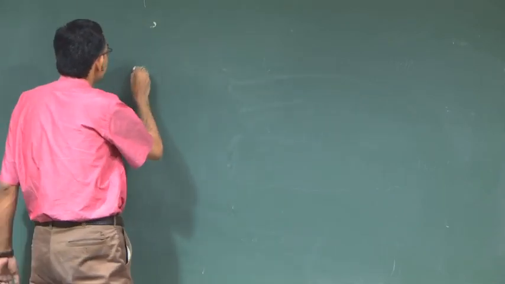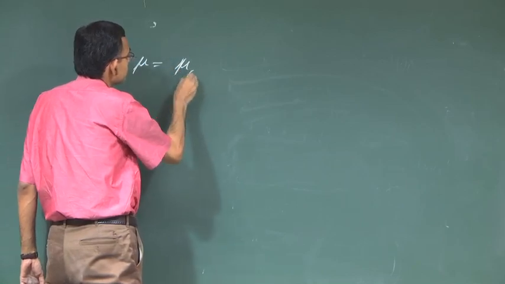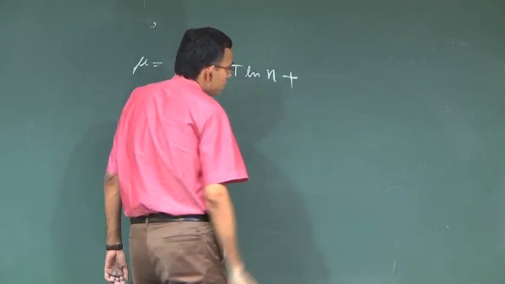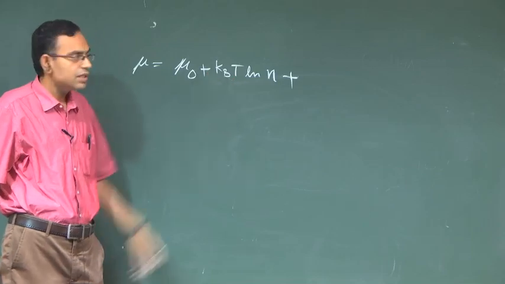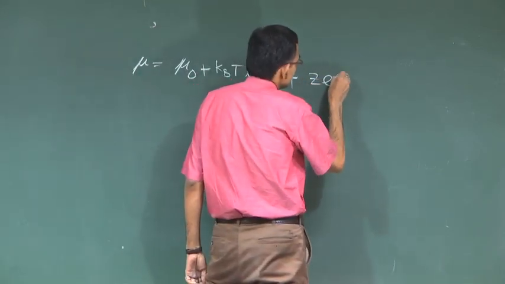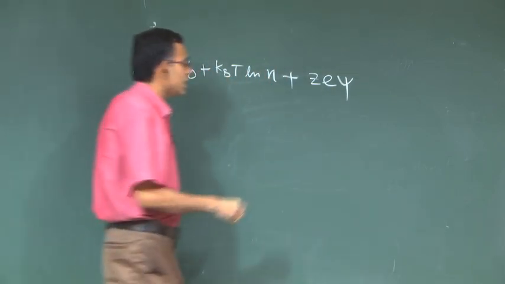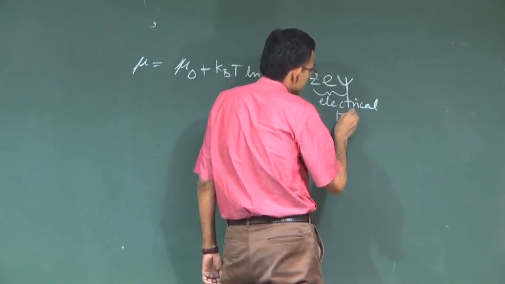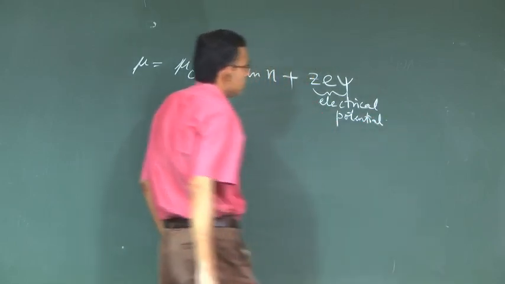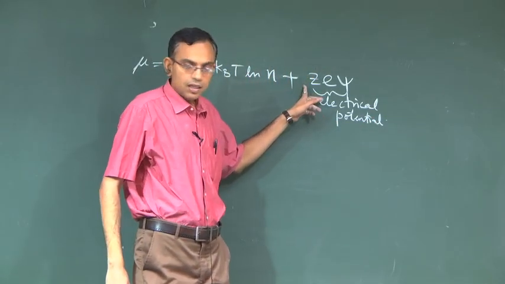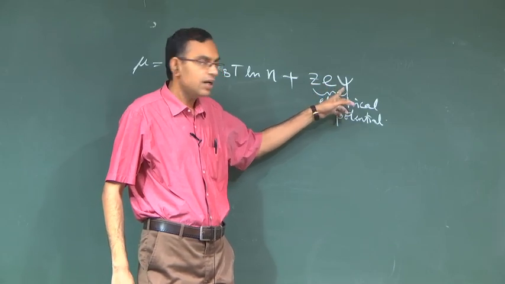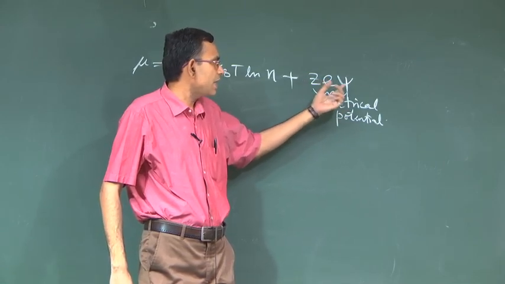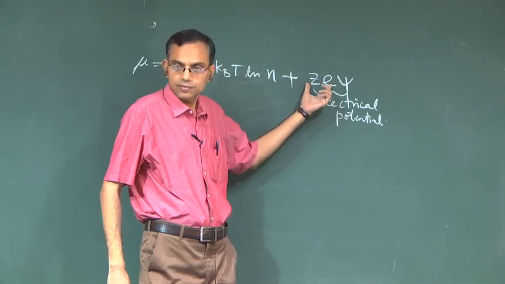So, you have mu equal to, this is the chemical part, there is an electrical part, so this is the electrical component. What is Z? Z is the valency, E is the charge of a proton and psi is the potential. So, the electrical potential is given by the potential times the charge.